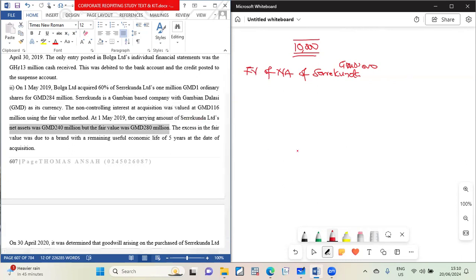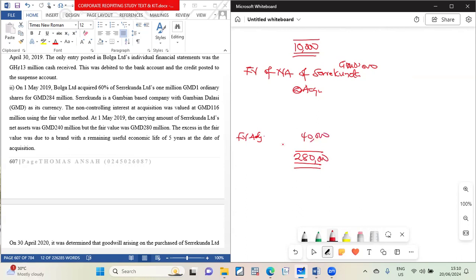So at acquisition, you have 280. Now, in that 280, you realize that there should be a fair value adjustment, and that fair value adjustment is 40. So you would have done 40. Don't forget we are doing it in thousands, so this one too would have been 40,000. But this brand is supposed to be amortized.